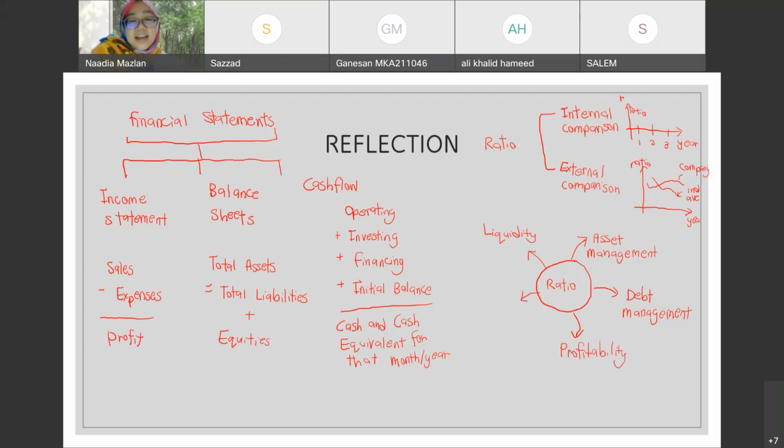And finally, Diana, what is the final ratio? Anyone else? Nasir, what is the final ratio? Market value ratio. That is week number 3 and week number 4.